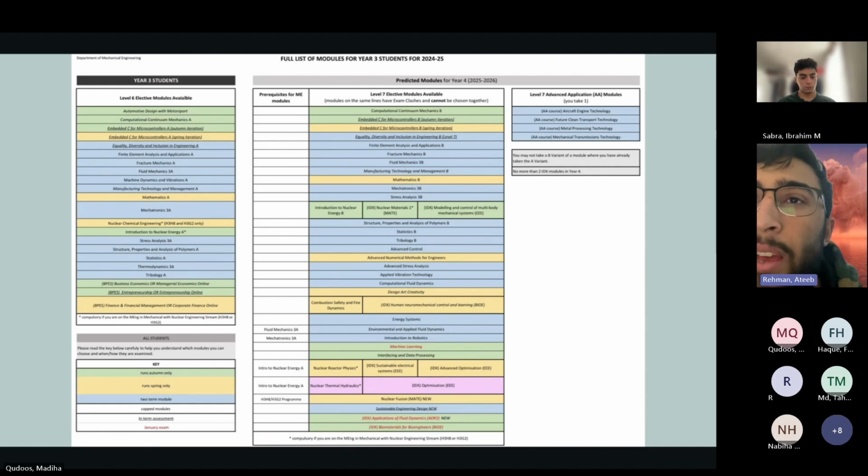You have stuff like automotive design with motorsport, so cars. Then you also have learning C for microcontrollers, EDI, FEA, equality, diversity, and inclusion. So it's very broad as to what modules you can pick and what you want to pick. And then in fourth year, it gets even broader. There are even modules from other degrees that you can do, like nuclear materials and optimization and sustainable electrical systems. It's very, very broad.